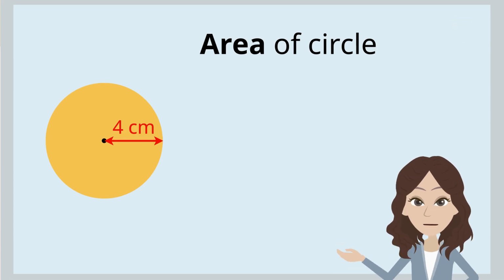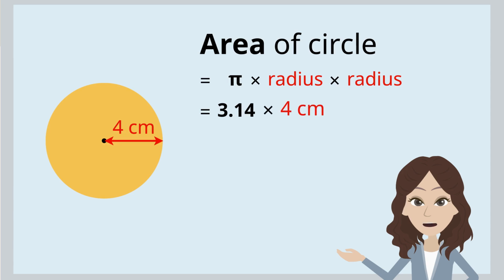Remember that the area of a circle is pi times its radius times its radius. Let's take the value of pi as 3.14. Next, we know that the radius of the circle is 4 centimeters. So, the area of this circle is 3.14 times 4 centimeters times 4 centimeters, which is 50.24 square centimeters.